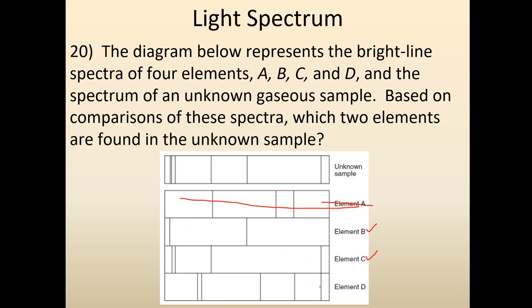Let's just double check with D. D shares this line, but these two lines are not, and these two are not there, so D is off the table. So my answers would be elements B and C.